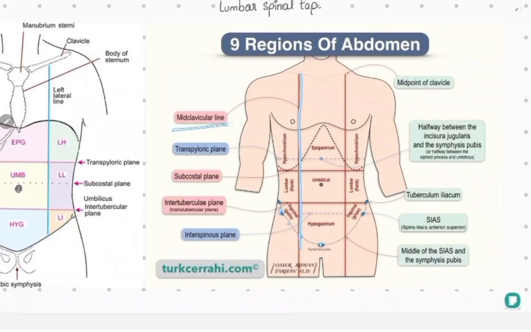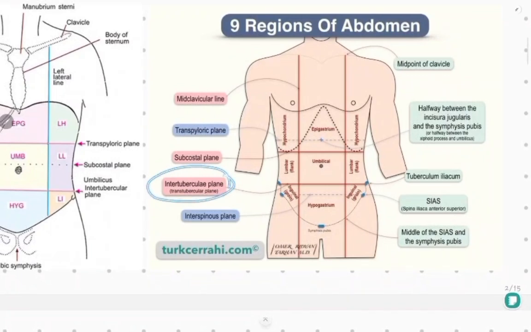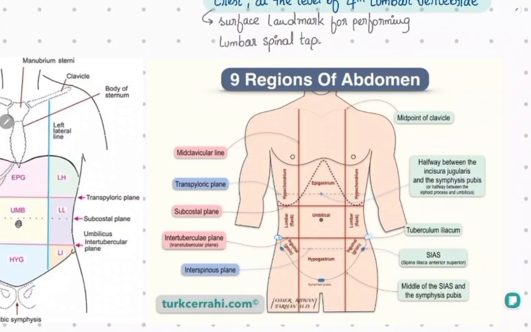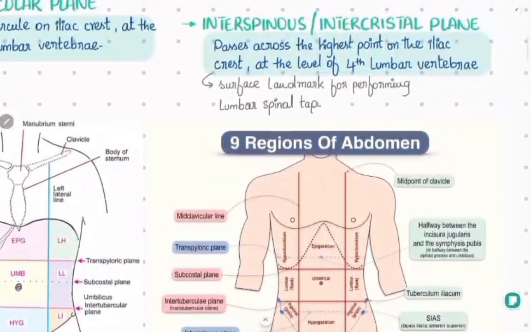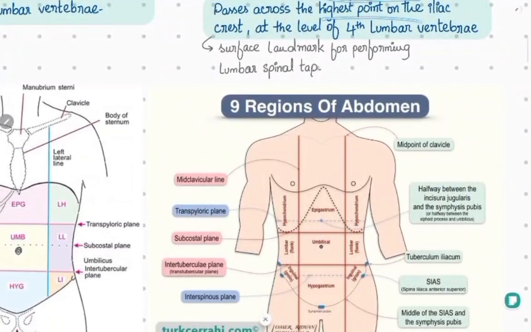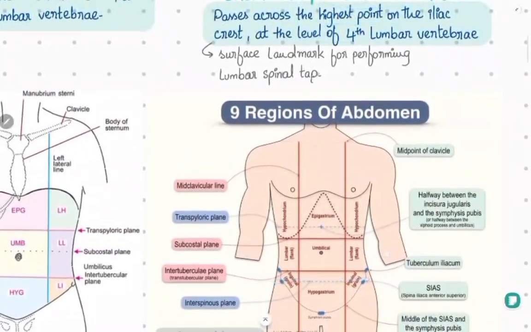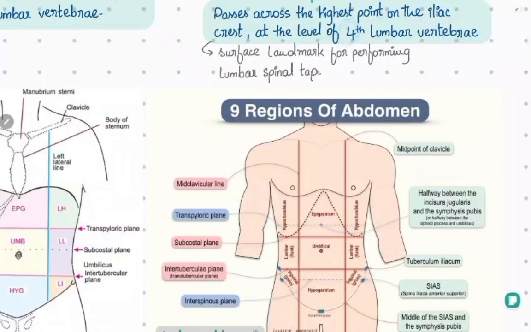Here is our midclavicular line. The transpyloric plane transecting the pylorus of the stomach at the level of L1. The subcostal plane just inferior to the border of the 10th costal cartilage above the umbilicus, and the intertubercular plane joining the two tubercles of the iliac crest at the level of L5, and the last plane, the interspinous plane or the intercristal plane, passes across the highest point of the iliac crest at the level of fourth lumbar vertebra.